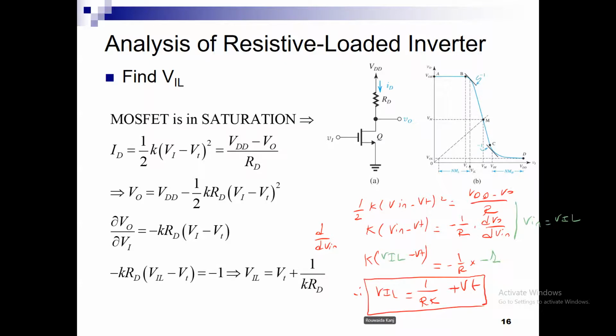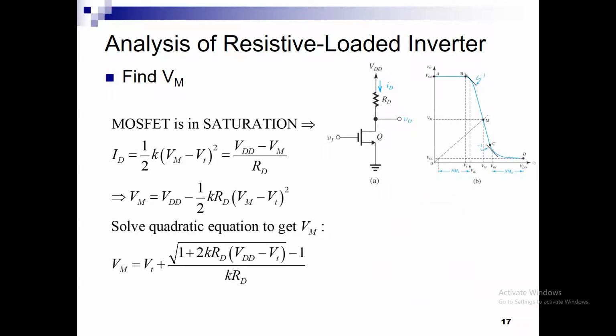Does anyone have a question? So we started with the equation, we differentiated it with respect to Vn, then we evaluated it at Vn equal VIL. The derivative dVO by dVn is -1 by virtue of the definition, and for Vn I plugged in VIL and solved for VIL. Great. Let me clear.